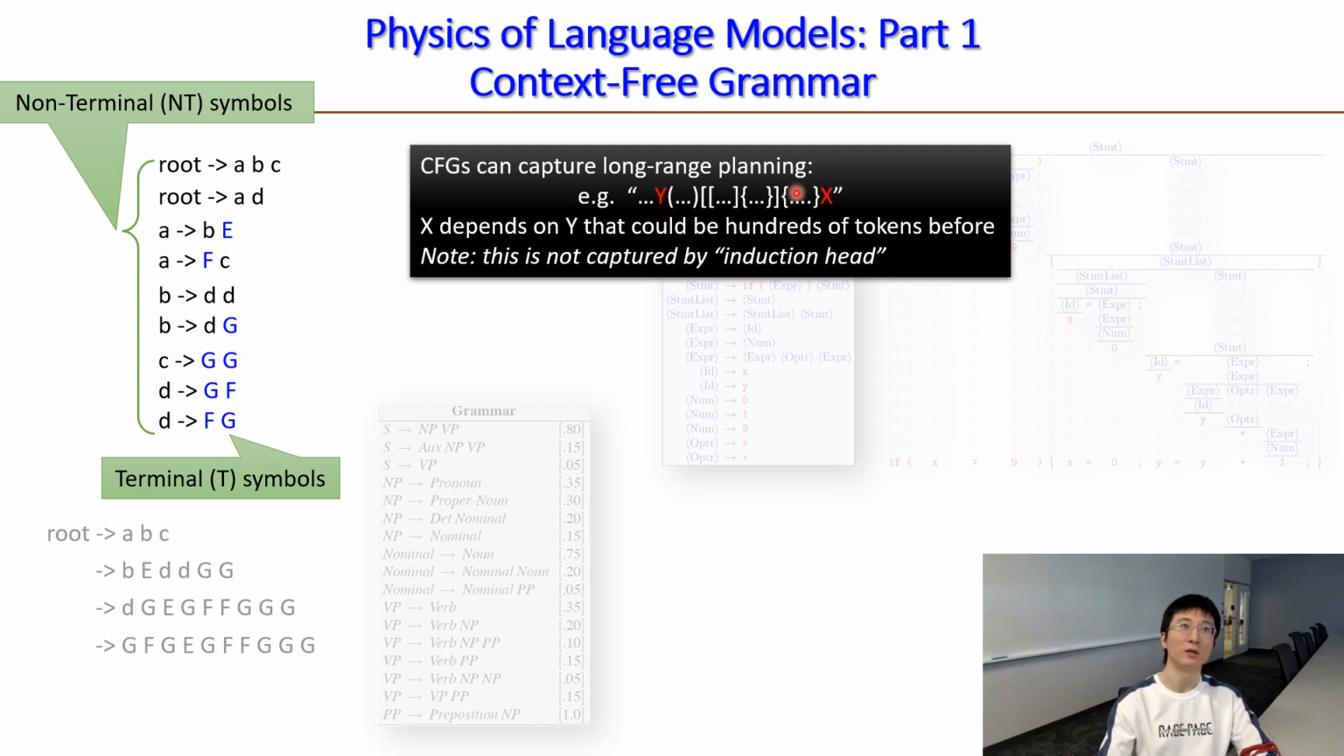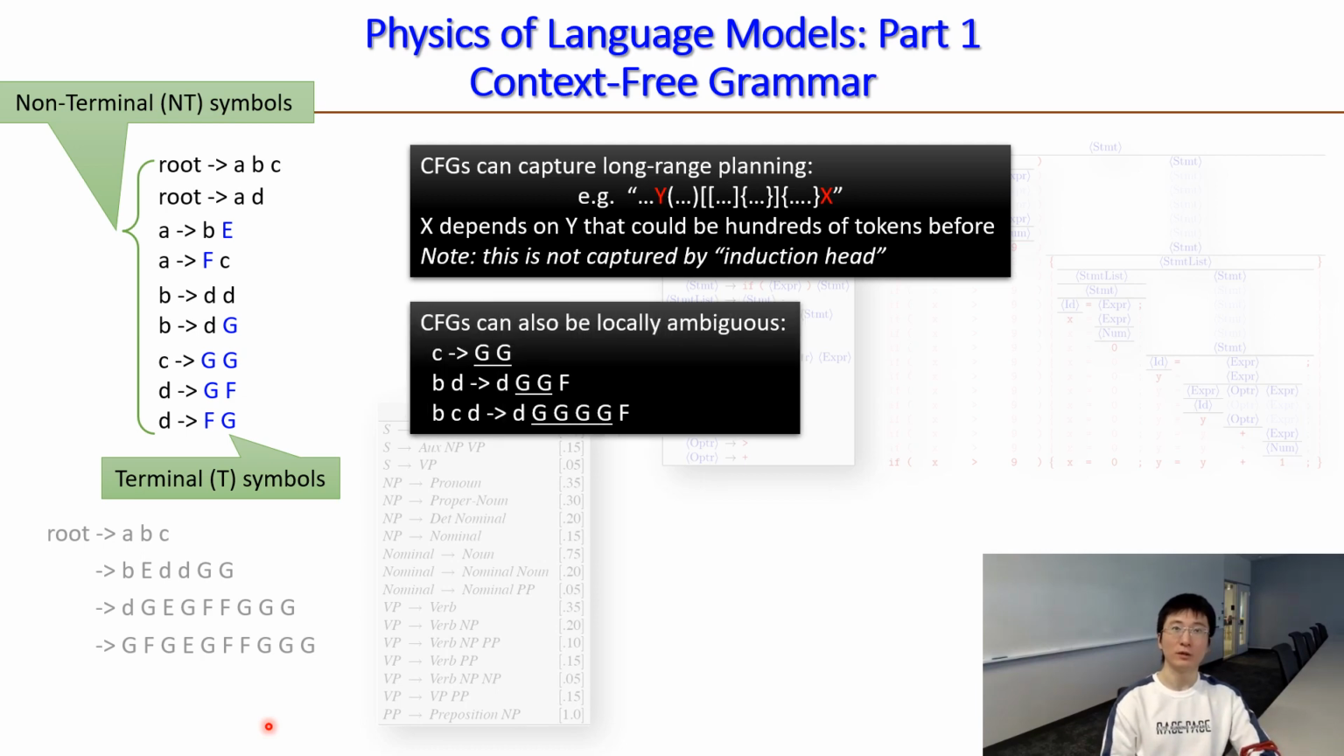Locally speaking, if you only look at, for instance, here, then you may not be able to determine what X is. You have to really do some long-range planning to look at things that were hundreds of tokens before, and you may need to do some counting and so on. So this is certainly not captured, for instance, by induction head, right? That's one property of the CFGs.